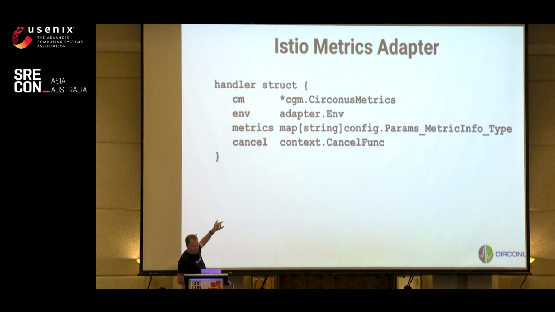The third element is a metrics map, which contains the maps of all the metrics that we configured in the YAML file to tell Mixer what we're expecting. And it maps that to the list of what's being provided through the interface.